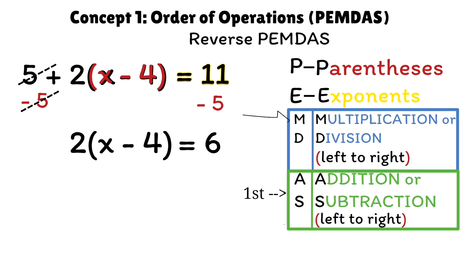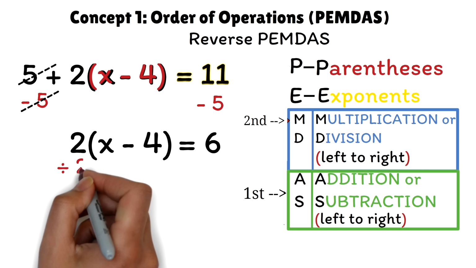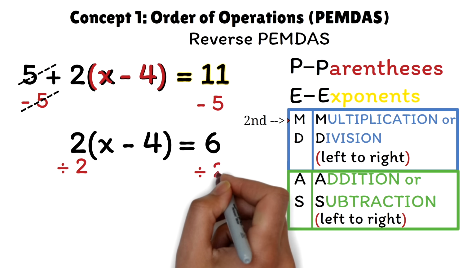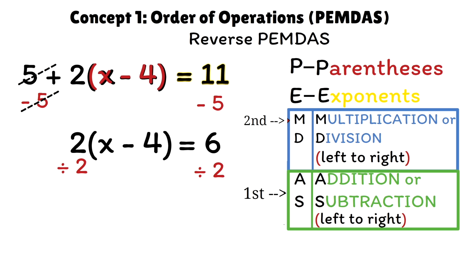Next, in the reverse PEMDAS, we have multiplication or division. So, since the 2 here is multiplying the parenthesis, we have to deal with it next. We'll perform the opposite operation. Opposite operation of multiplication is division, so we can divide both sides of the equation by 2. The 2 will cancel out, and 6 divided by 2 is 3.